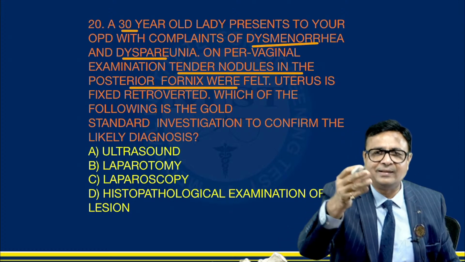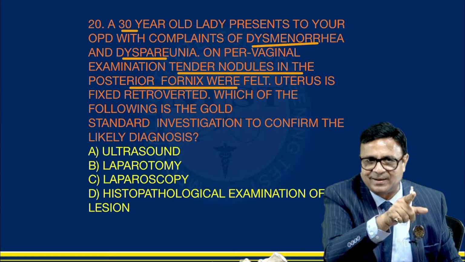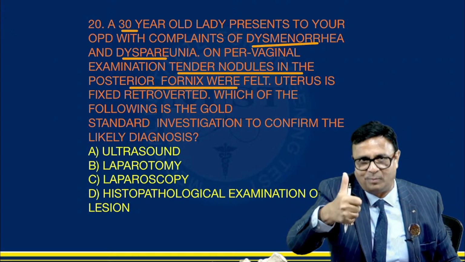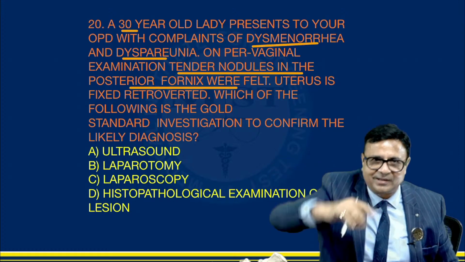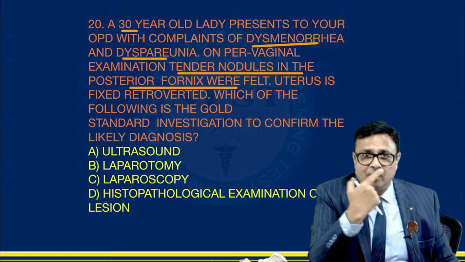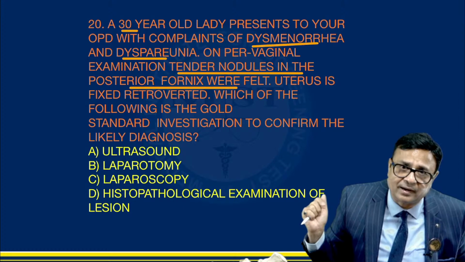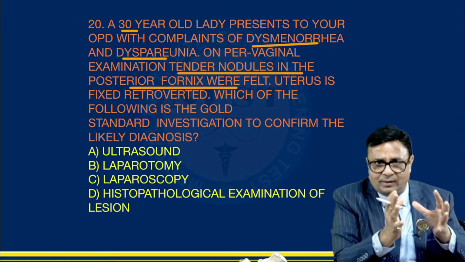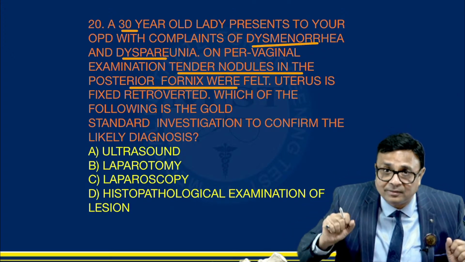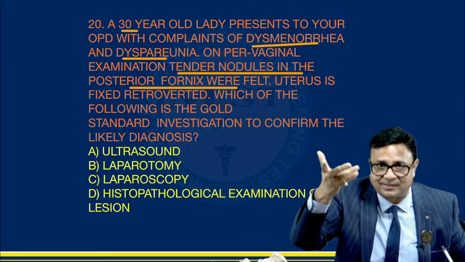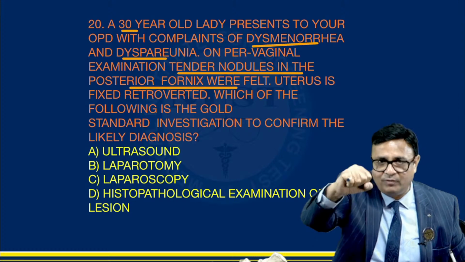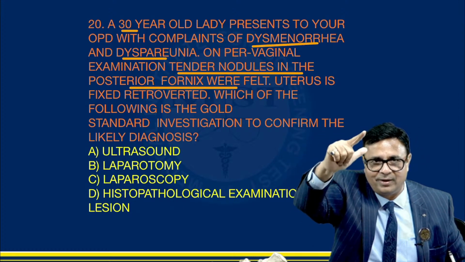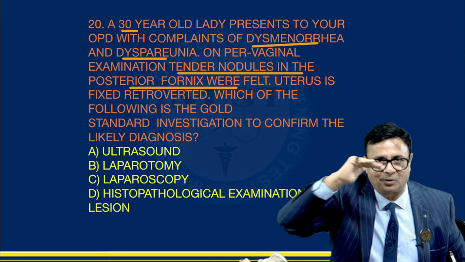So this is clearly indicating what condition? Endometriosis. Tender nodules in posterior fornix, cobblestone field, fixed retroverted uterus: endometriosis. Which of the following is the gold standard investigation to confirm the likely diagnosis? The examiner has not asked what this condition is. This is endometriosis, and we concluded it by cobblestone field, tender nodules in the posterior fornix, and fixed retroverted uterus.